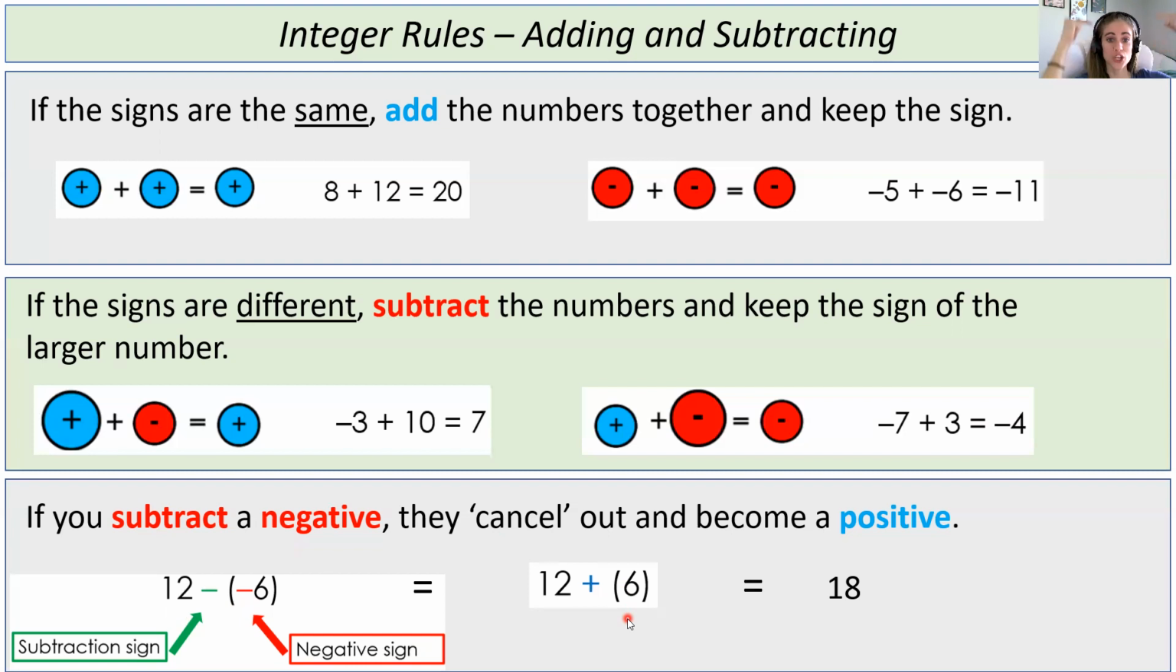Once you do that, you can just follow one of the top rules. If you notice their signs are the same, add them and keep the sign. If they have different signs, subtract and take the sign of the larger number. Well, in this case, they have the same sign. They're both positive. So we just got to add. 12 plus 6 is 18. All right, let's check this out real time with some examples here and get our practice in.